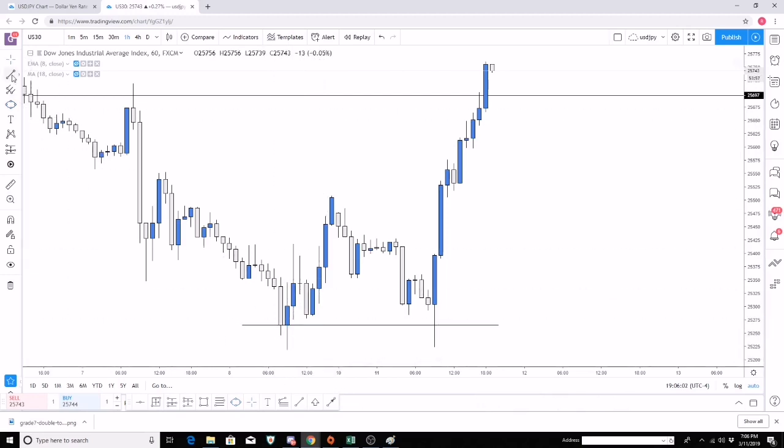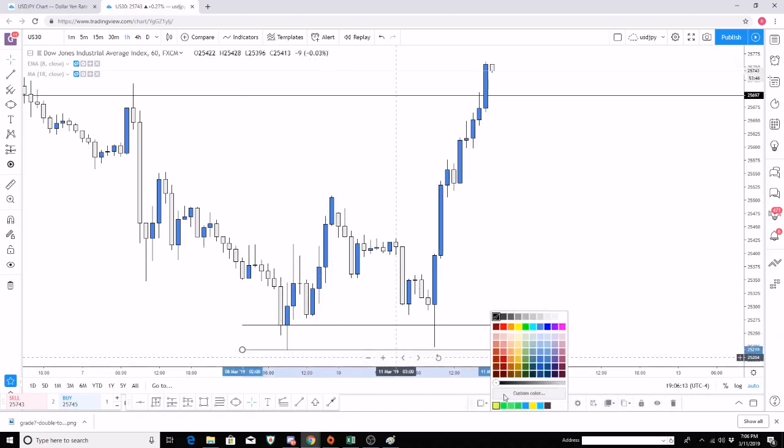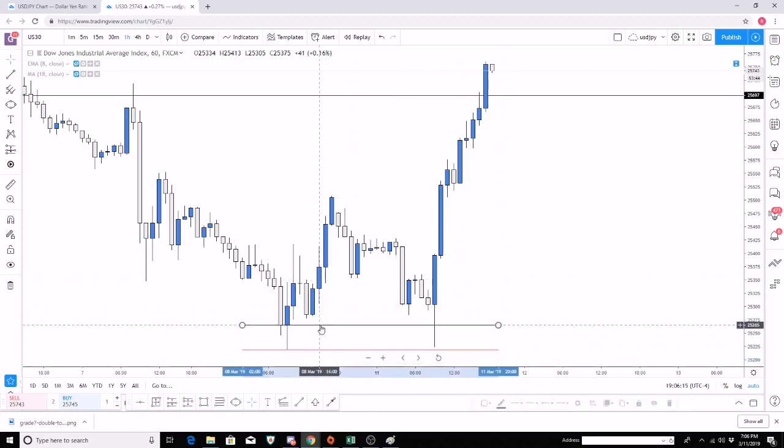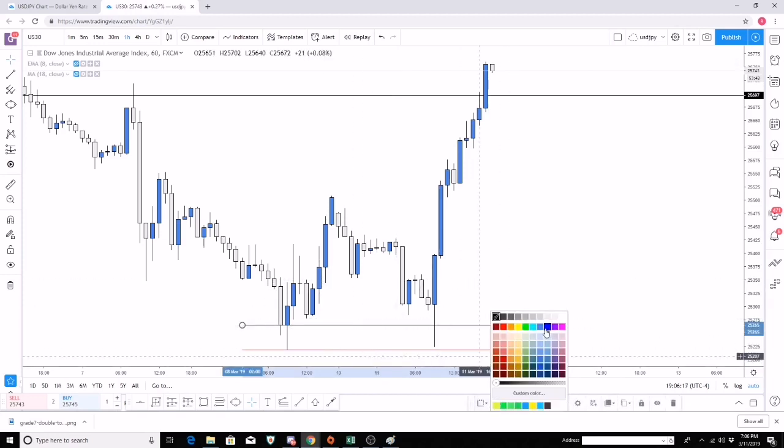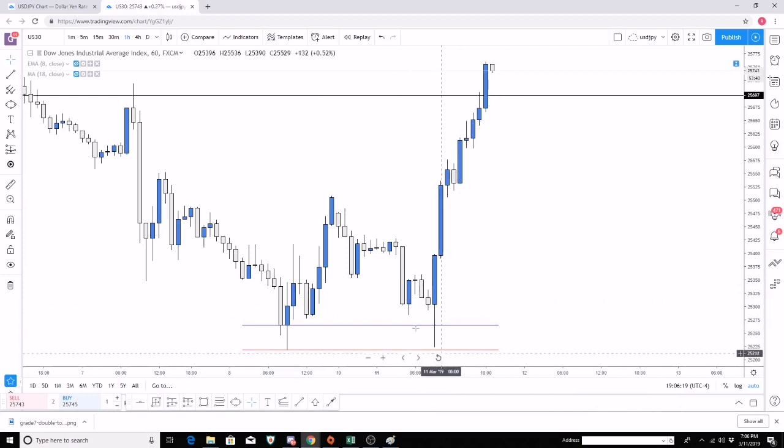Now the second level we're going to be looking at is the lowest low. Pretty much the lowest price action has reached, the lowest wick, if you want to think about it that way. So I'm going to mark this off in two different colors. Red is going to be the lowest low, then blue is going to be the lowest close, right? So we're going to be looking at these two levels here.